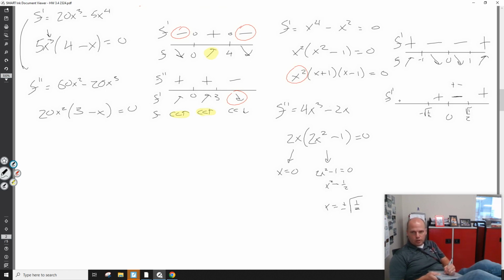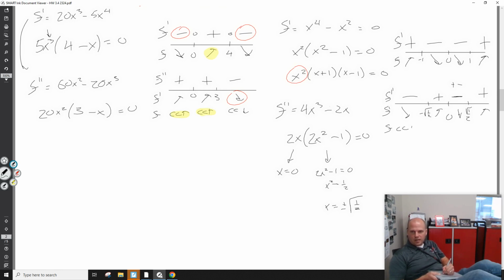And if you wanted to plug in negative 50, this will be a positive because negative 50 squared will be bigger than 1. So negative times positive is a negative. It's telling me about f prime decreasing, increasing, decreasing, increasing.